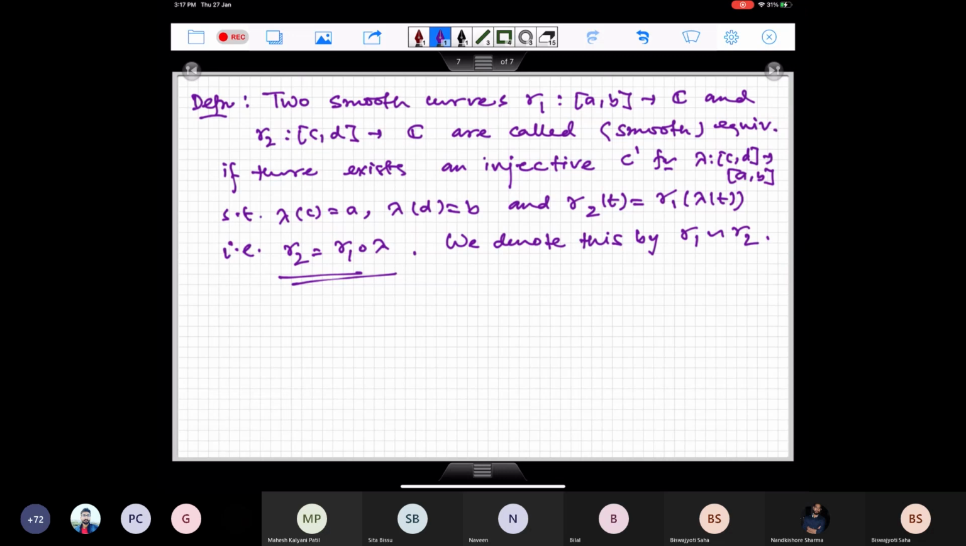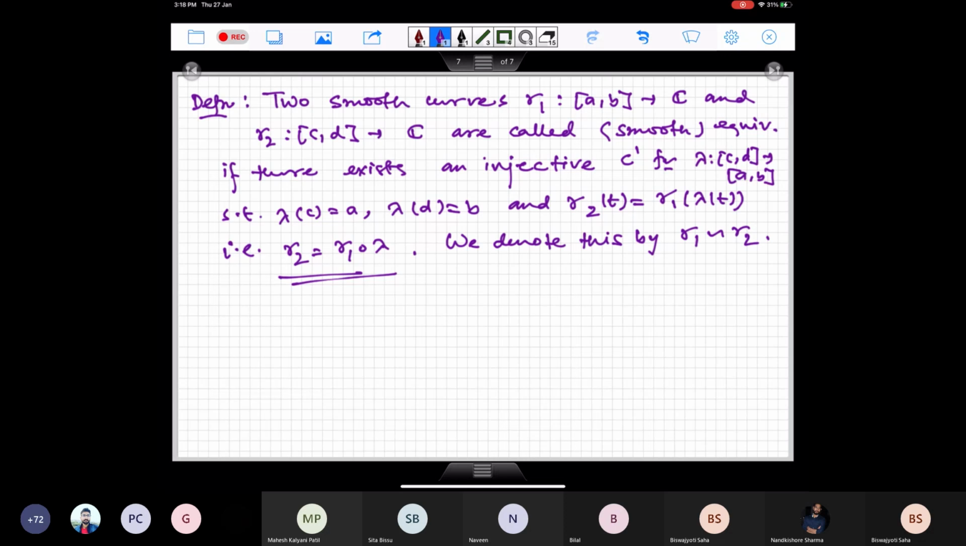Exactly the kind of thing that you do when you take a change of variable. So the same thing here: I have two curves, from a to b and from c to d, and we are going to call them equivalent or smooth equivalent if there exists an injective C1 function. C1 means again a smooth, continuously differentiable function, such that gamma 2 is gamma 1 composed with lambda. If we have that, then we can say that gamma 1 is equivalent to gamma 2.